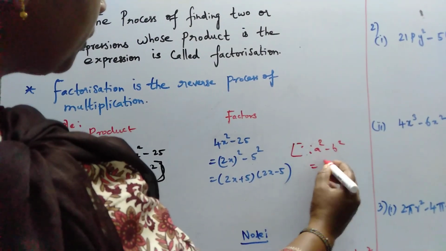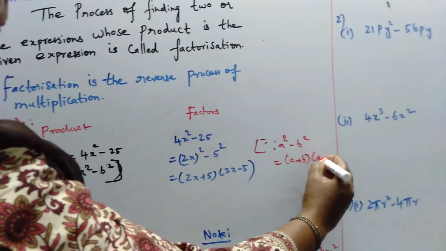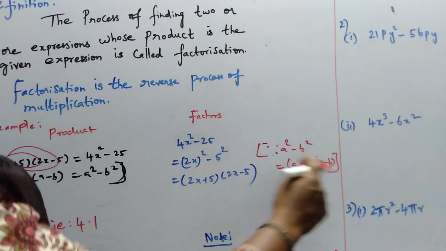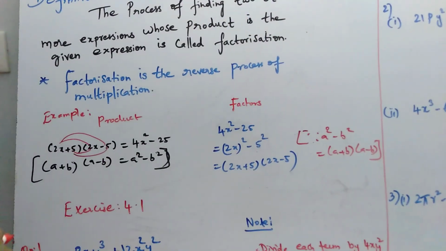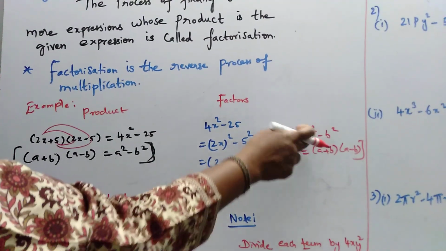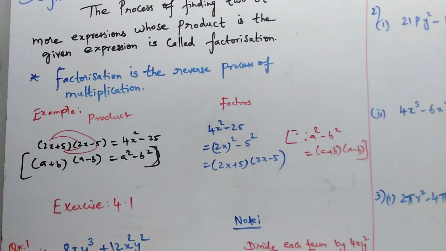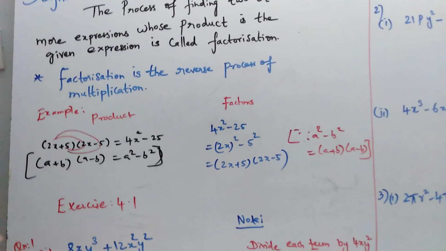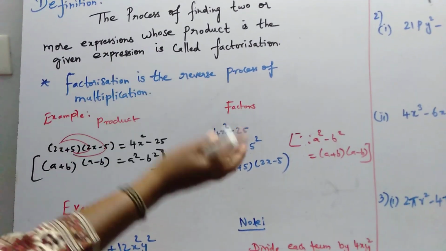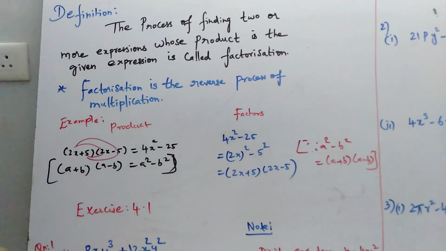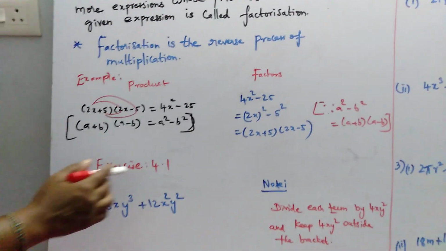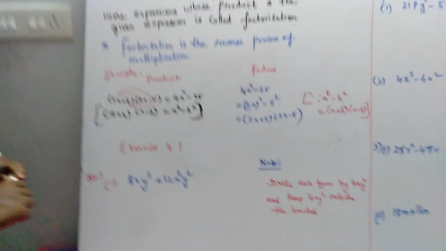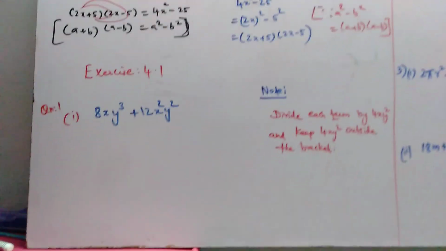Since a square minus b square can be written as a plus b into a minus b using the identity, we call this a reverse process whose product is the given expression. So this is called factorization. This is the general basic form of factorization, how it should be explained. Let us enter into exercise 4.1.